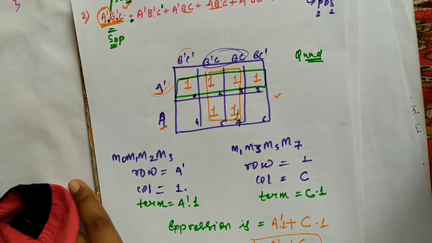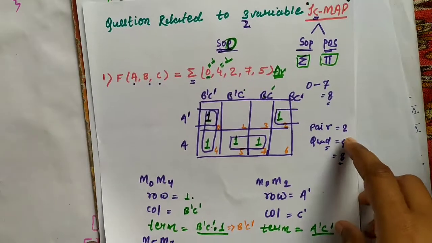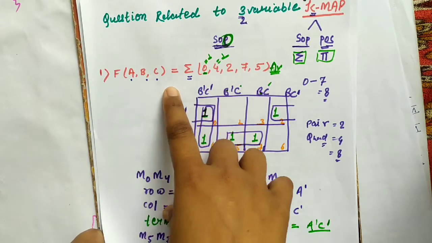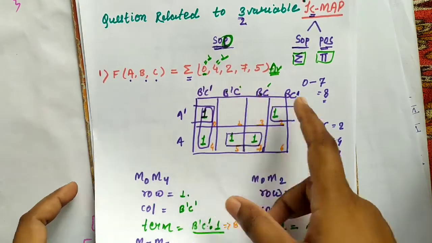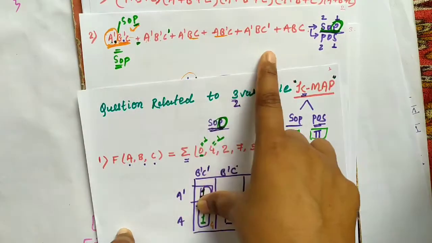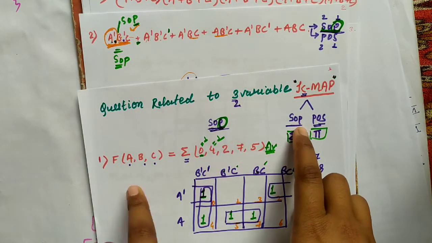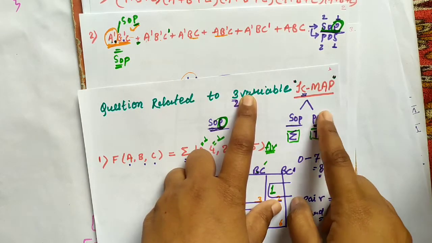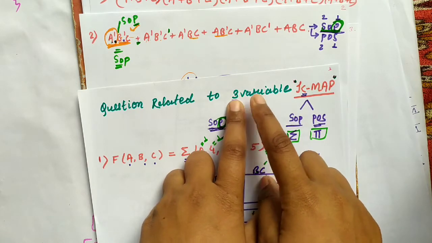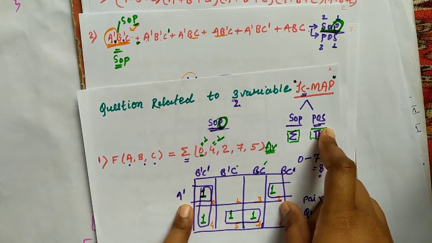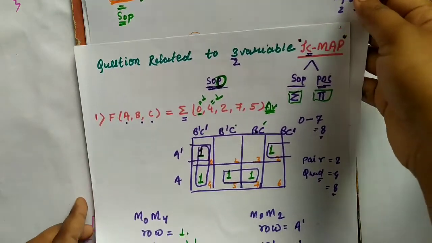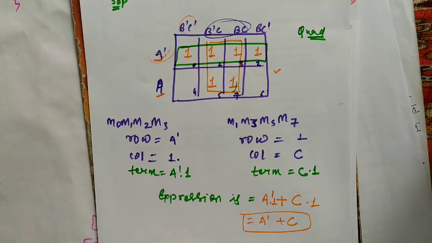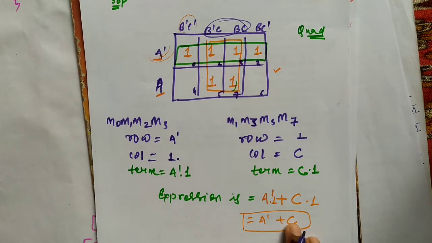Now in this video we discuss the 3 variable K-map questions related to SOP. There are 2 questions. The first question is to use a summation sign; this is a different type of question. Another one is another question related to SOP. In the next video we will discuss the 3 variable questions related to POS. So you can learn this clearly, and for more understanding, solve these questions related to the 3 variable K-map for SOP.